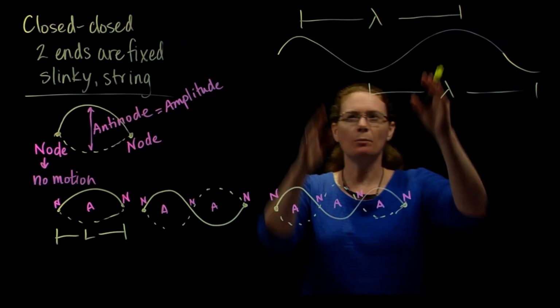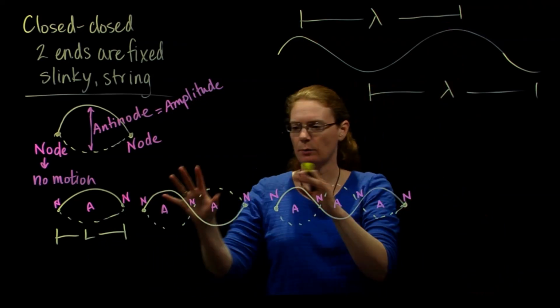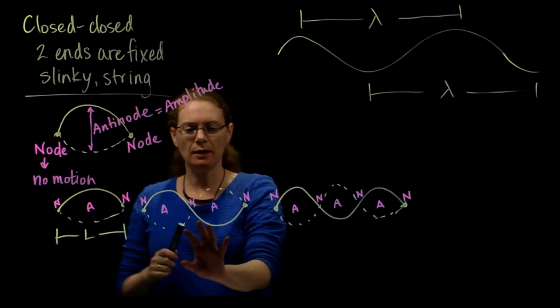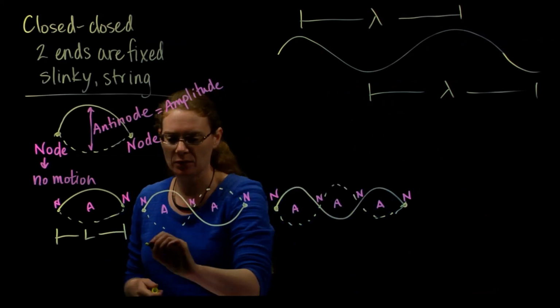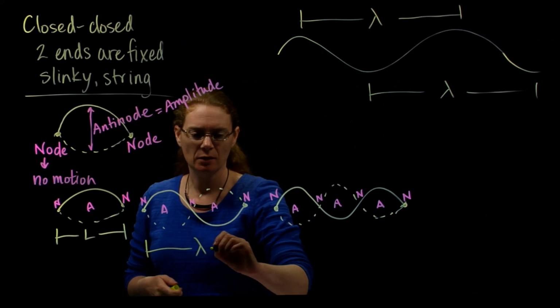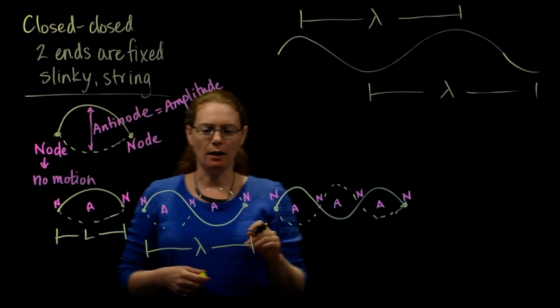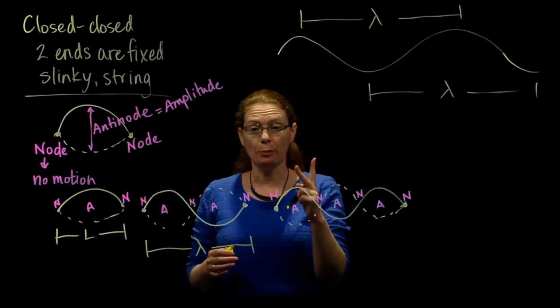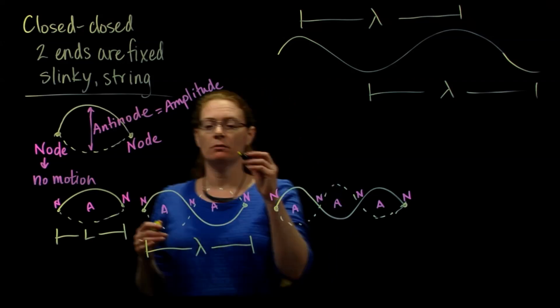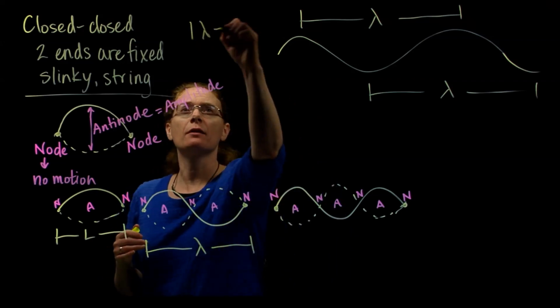So if you compare what a wavelength is to these three pictures, hopefully you can see that this right here is one wavelength. So a wavelength on a closed system is two footballs. And that's a good thing to remember. One wavelength is two footballs.